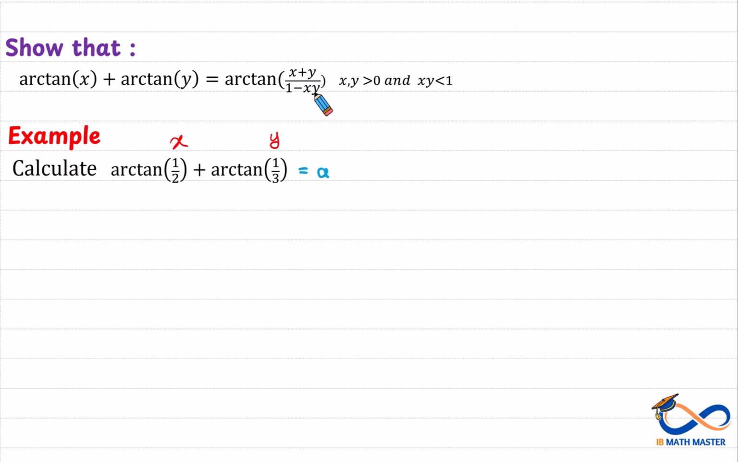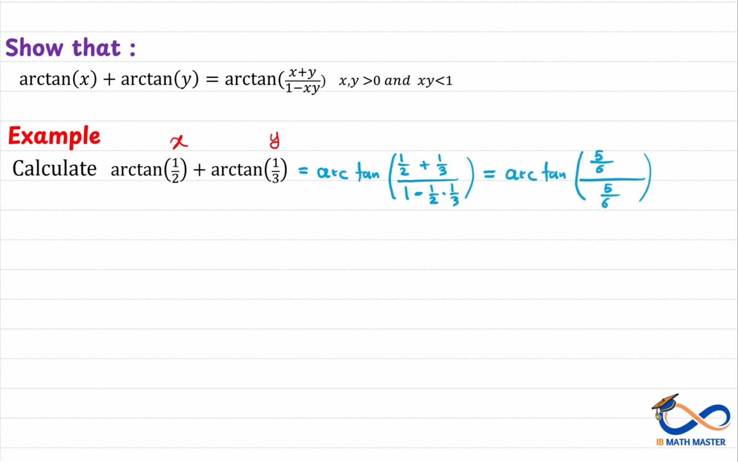So we will have now arctan of x plus y. So we have half plus 1 over 3 divided by 1 minus half multiplied by 1 over 3 as we have here. If we simplify the numerator and the denominator here, we will get 5 over 6 for both. So we have this divided by itself, which will be 1. So the answer will be arctan of 1.